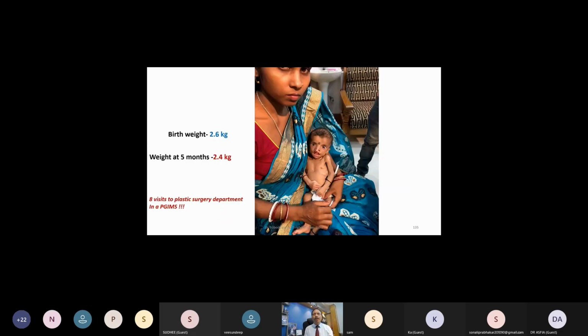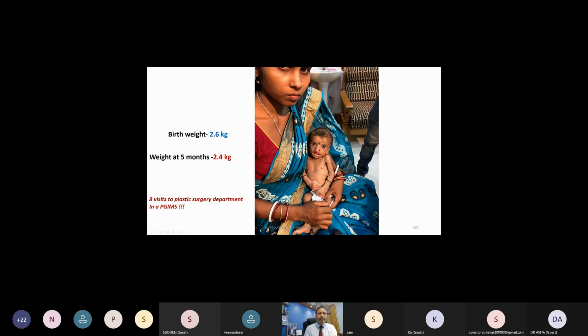This is the most important part of our counseling of a cleft baby. Most of my patients are poor. They do not ask many questions regarding surgeries and results, so I don't spend much time on those things. But a lot of my time is spent on counseling them how to feed that baby. Now I will give this example of this baby.